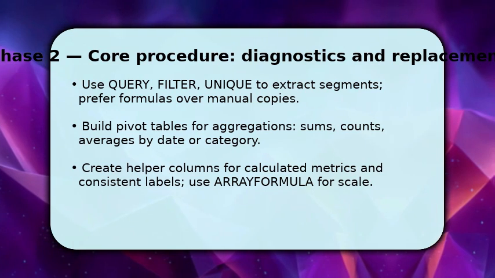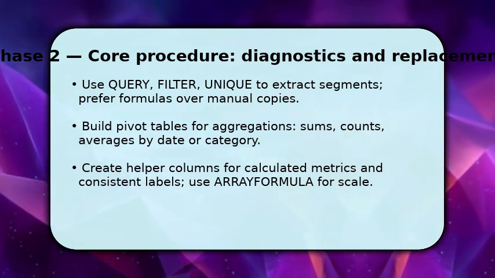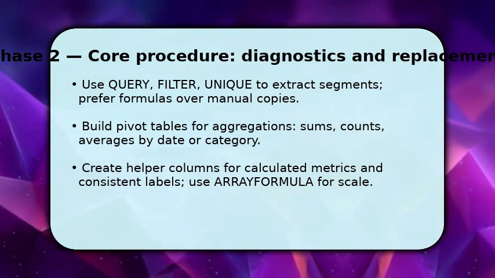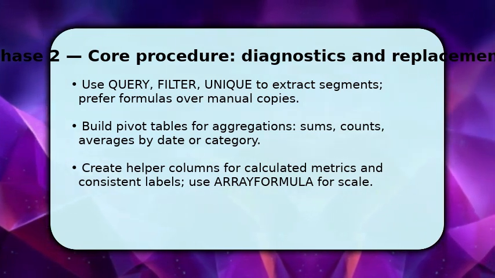Create helper columns for calculated KPIs and apply array formula so calculations scale with new rows. Make sure labels and data types match across sheets. This prevents broken charts later.